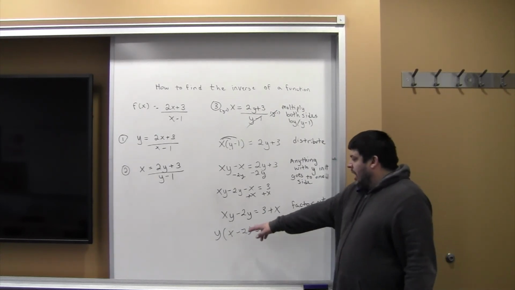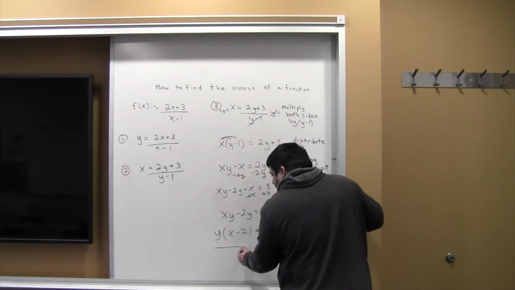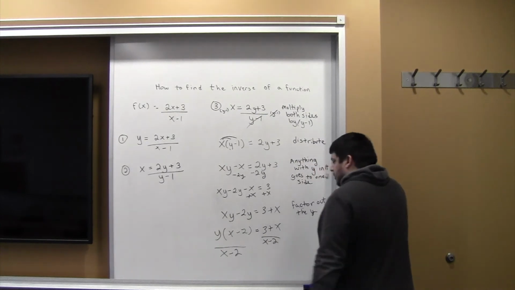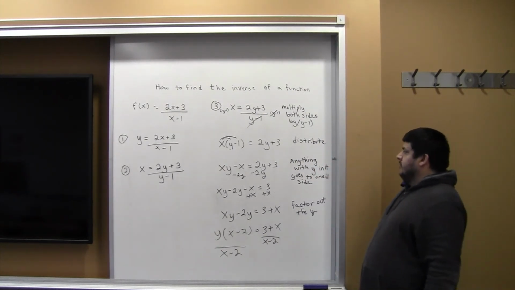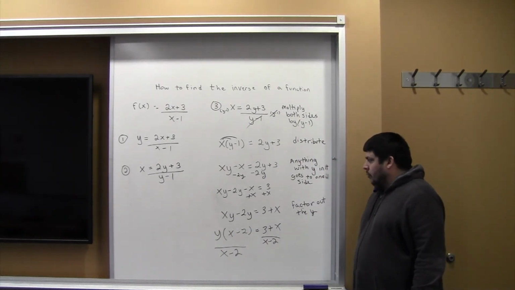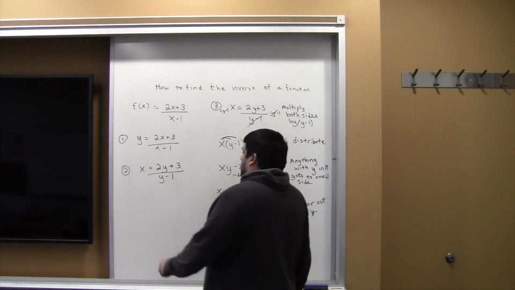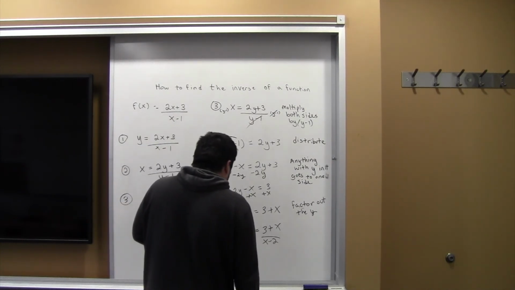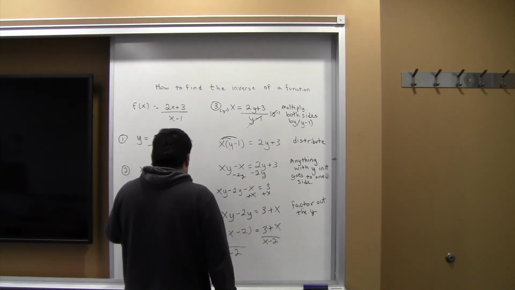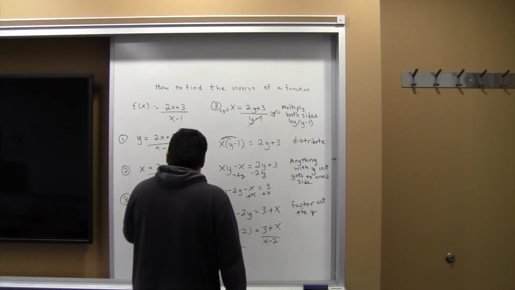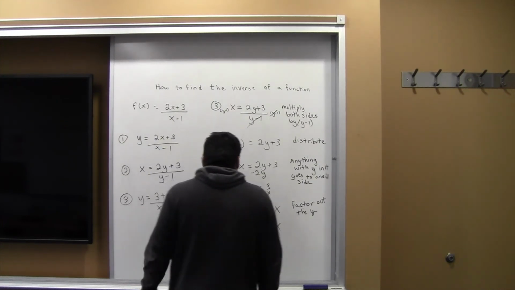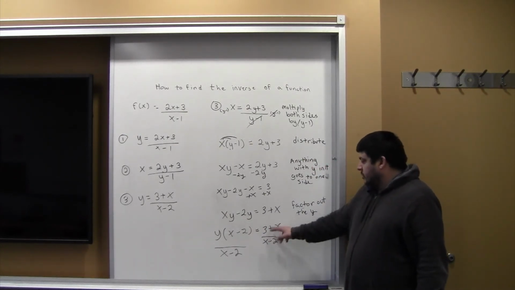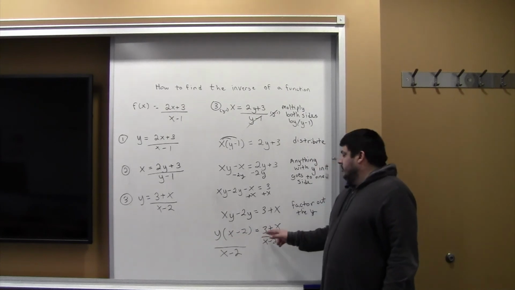And now I can just get y by itself by simply dividing everything by x minus 2 here. Okay? I can divide everything by x minus 2 here. And what's left? Well, from this we can say that y is equal to 3 plus x over x minus 2. Okay? Because these divide out to 1, and then what remains is what's over here. So it's y equals all of this.